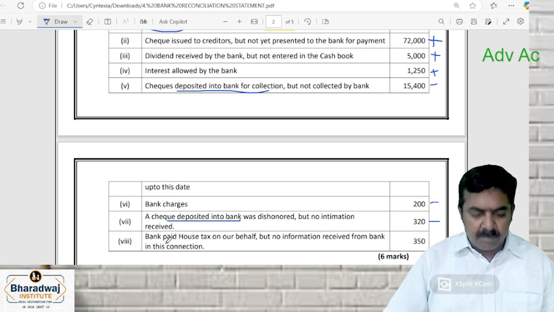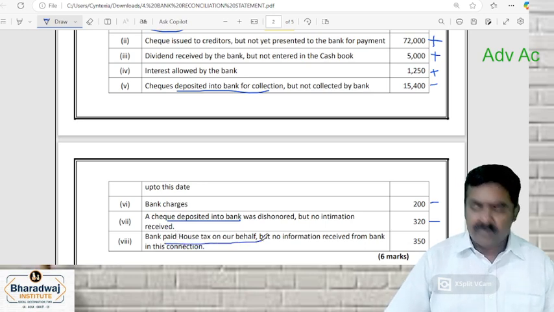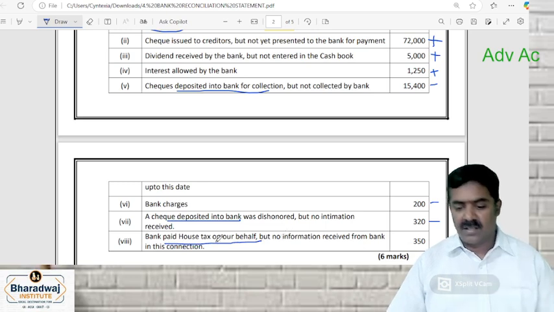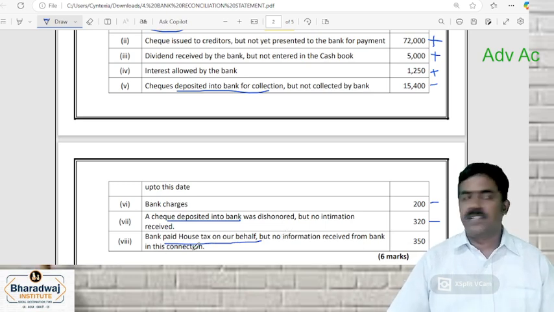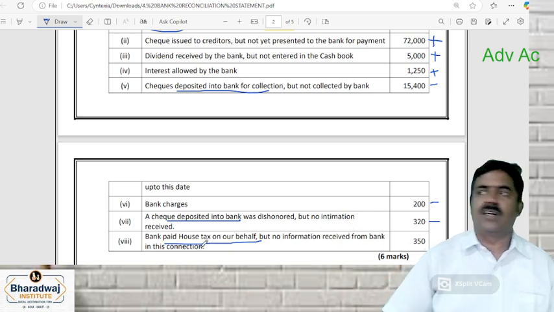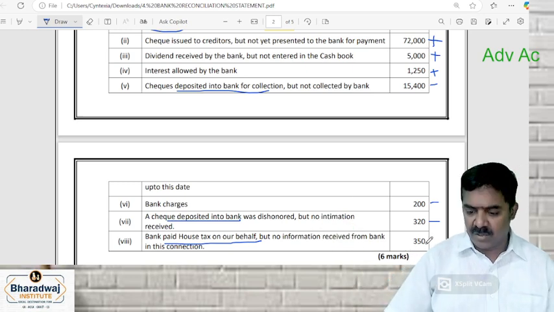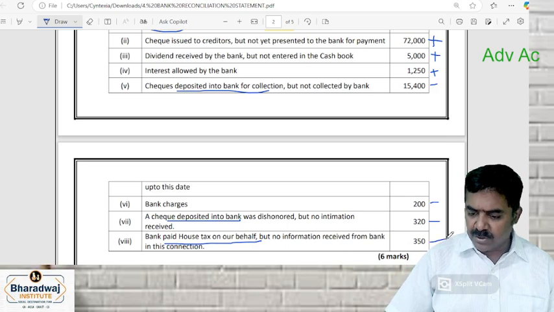Bank paid house tax. But no intimation has been received. When the banker is paying this money, what would the bank have done? The bank would have reduced it. Let us also reduce it.